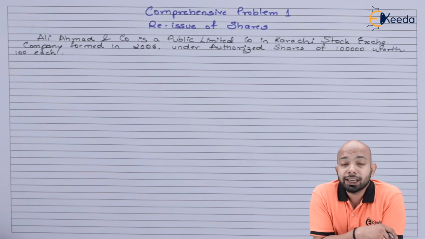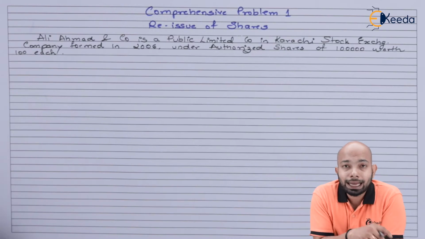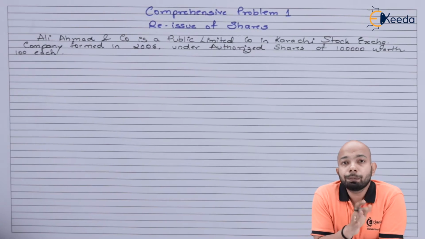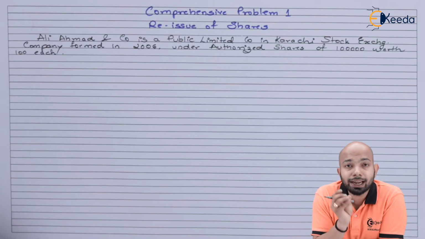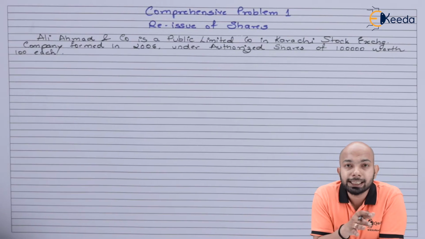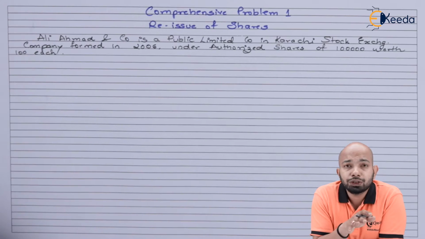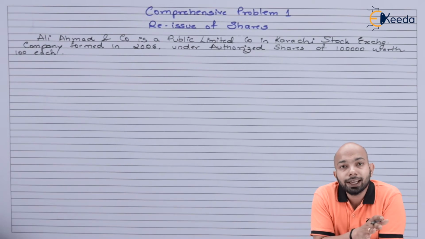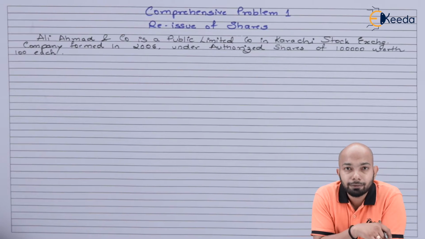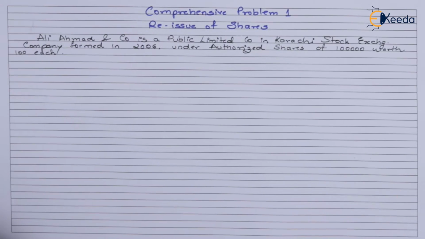Now, the authorized share capital of the company was stated as 1 lakh equity shares of rupees 100 each. That means the company had a maximum cap of 1 lakh equity shares, out of which they are able to issue any amount of shares, but nothing that goes above 1 lakh. So that's the maximum cap that they have. Let's figure out how much they have issued here.